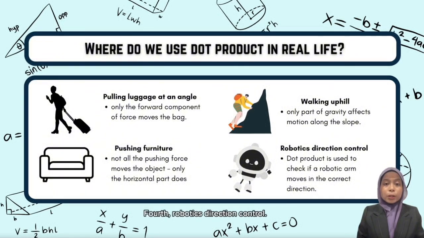Fourth, robotics direction control. Dot product is used to check whether a robotic arm is moving in the correct direction. If the dot product is 0, the movement isn't effective. So, in all these cases, the dot product helps us measure the effective component of force that actually contributes to motion.